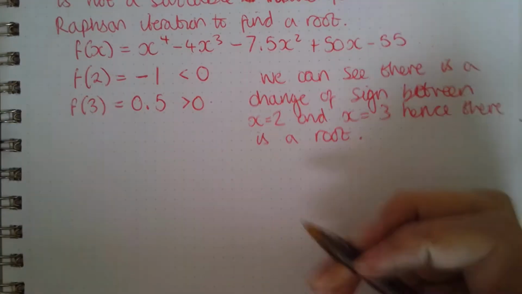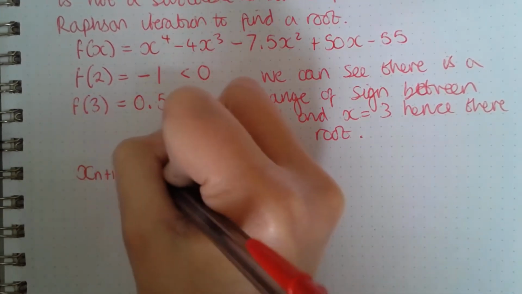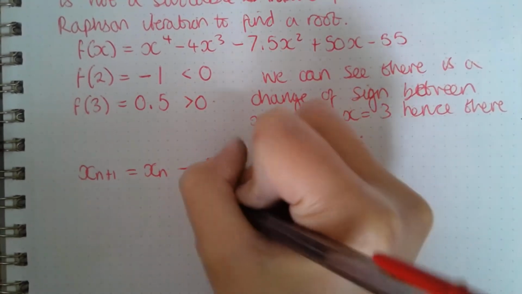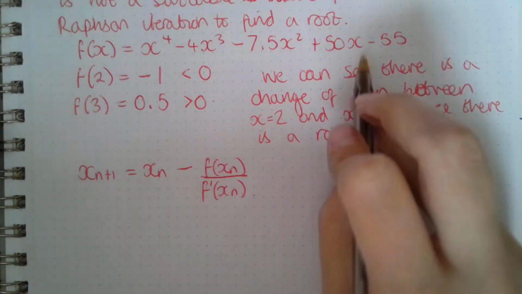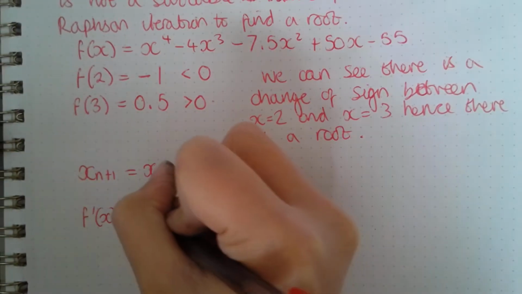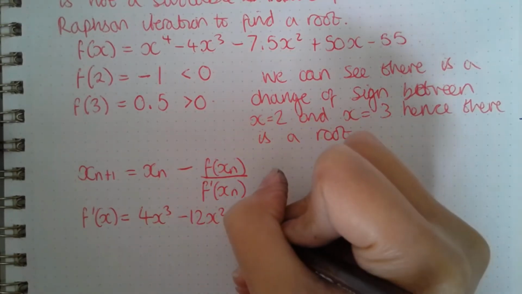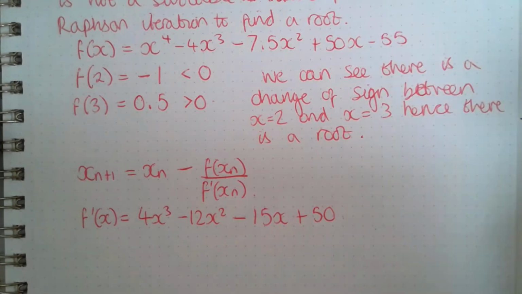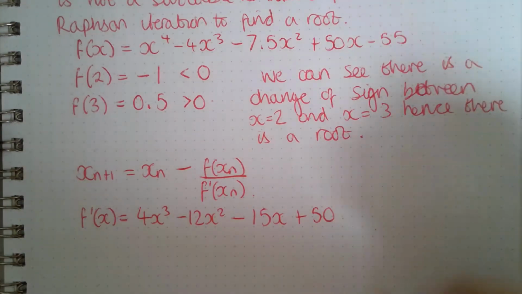So remember, Newton-Raphson is x of n plus 1 equals x of n, take away f of xn divided by f prime of xn. Okay, so we've got our f of x, but if we wanted to find f prime of x, then we've got 4x cubed, take away 12x squared, take away 15x plus 50. Okay, it says explain why x naught equals 2.5 is not suitable.